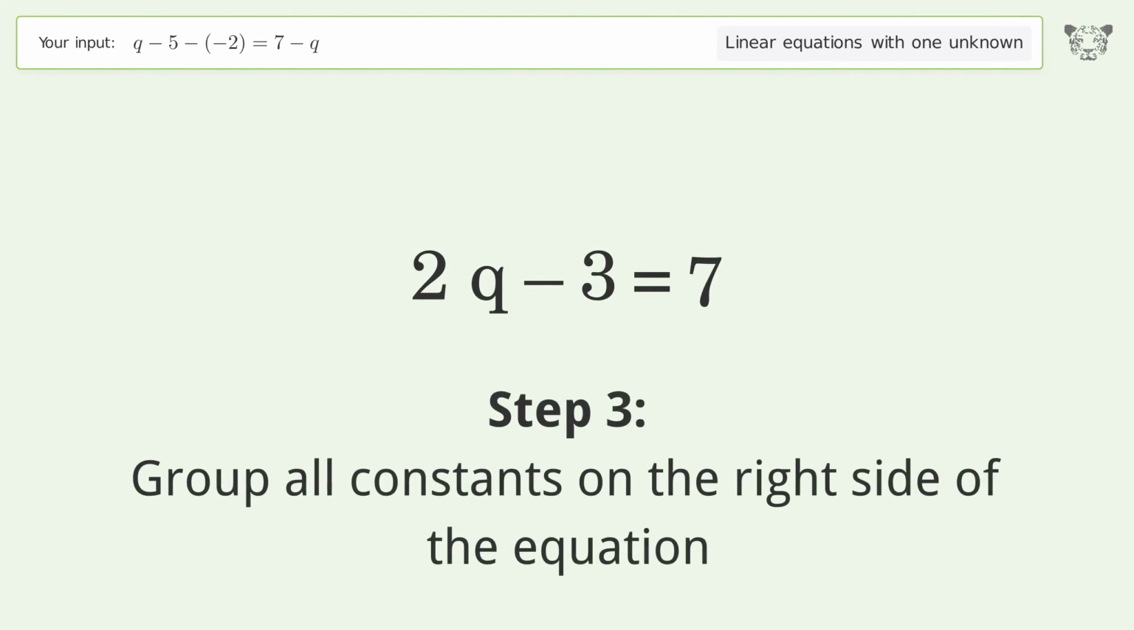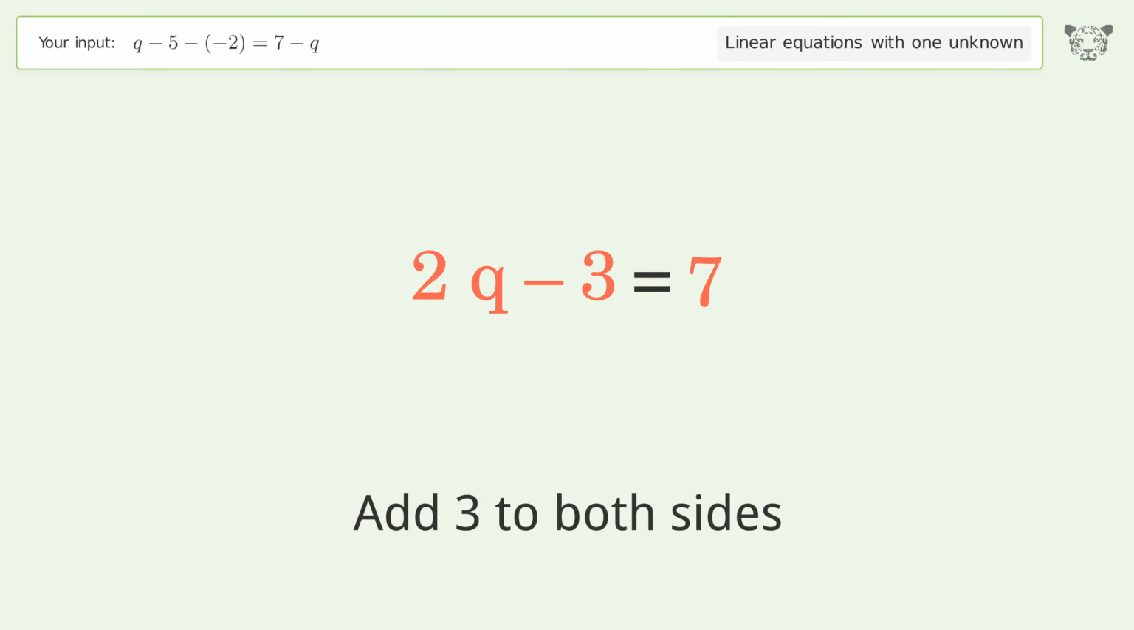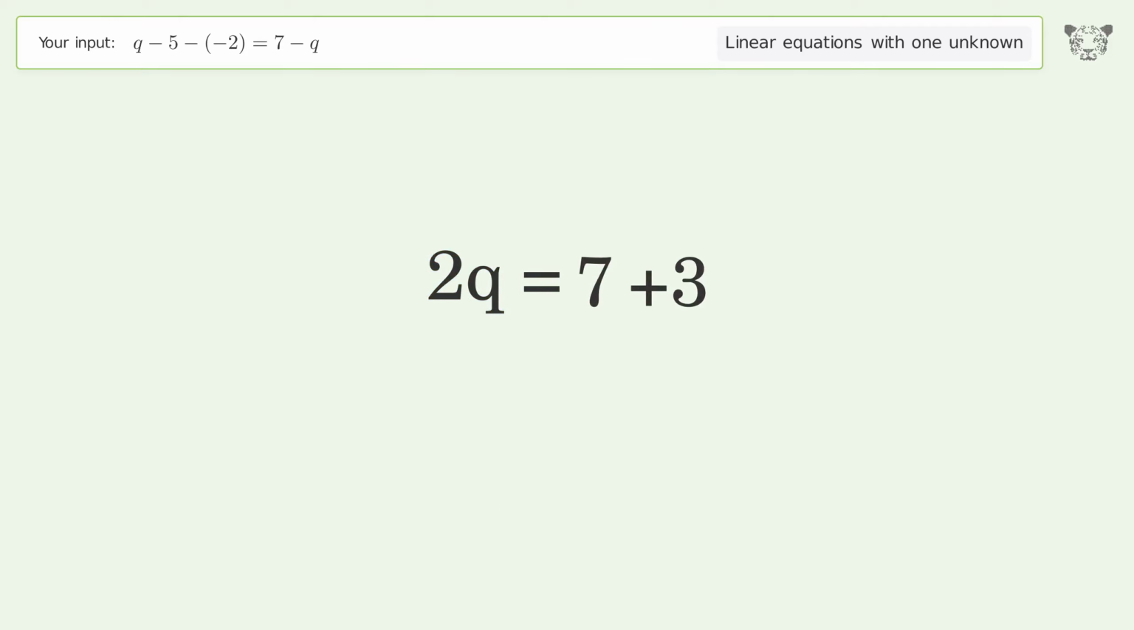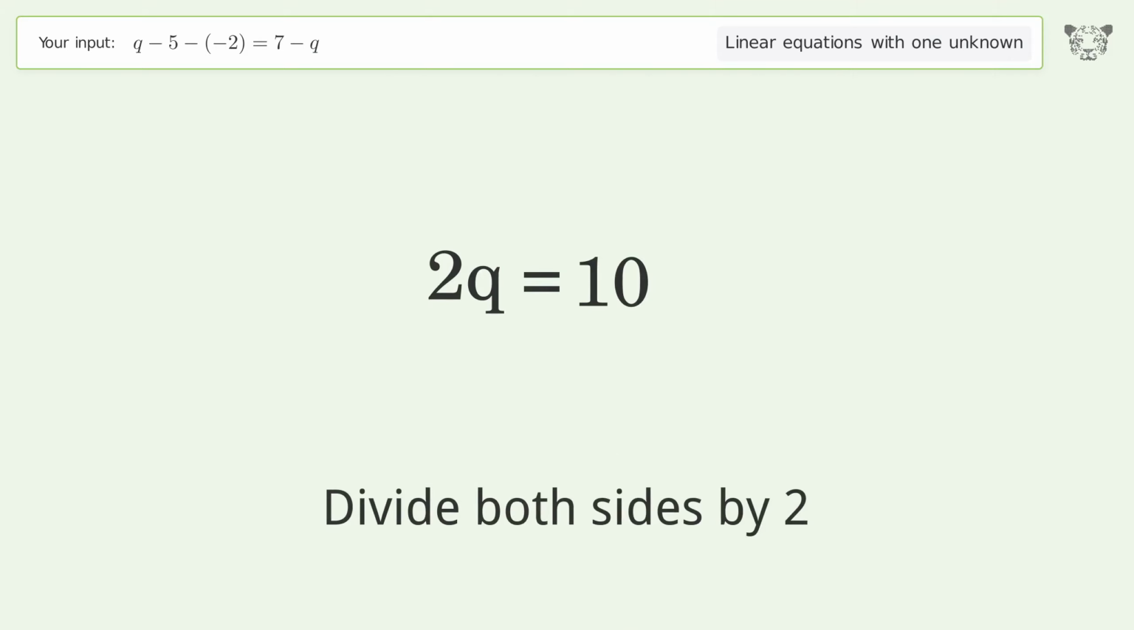Group all constants on the right side of the equation. Add 3 to both sides. Simplify the arithmetic. Isolate the q. Divide both sides by 2.